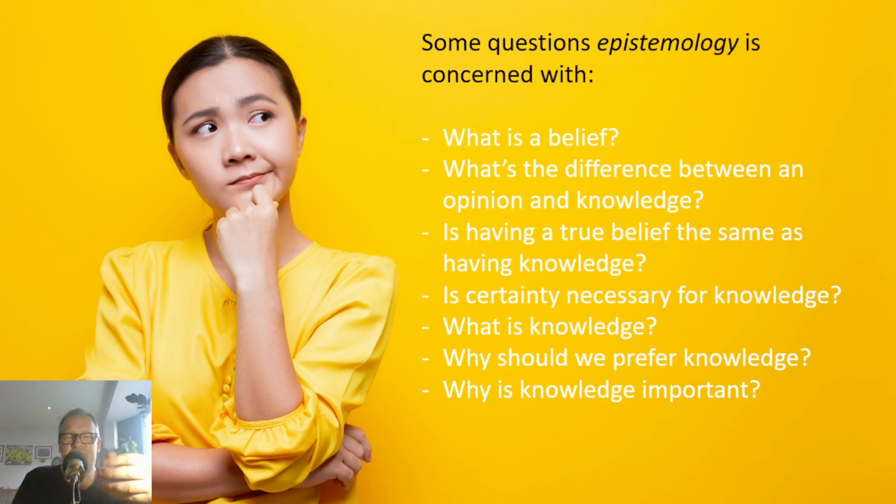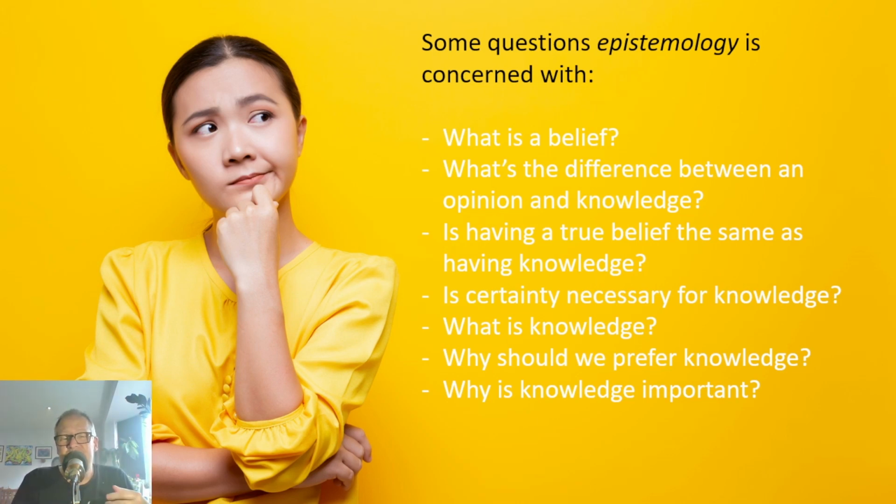You can find discussions from the classical skeptics, the Stoics, the people like Plato, Aristotle, all the way up to Descartes, and in modern times there are plenty of modern epistemologists, and epistemology has gone through a lot of changes. Some of the topics are like, what is a belief? What is an opinion? What's the difference between an opinion and knowledge? Do we have knowledge just because we have a true belief, or does it take something a little bit more? Do we have to have a certain amount of certainty? Do we have to have absolute certainty?